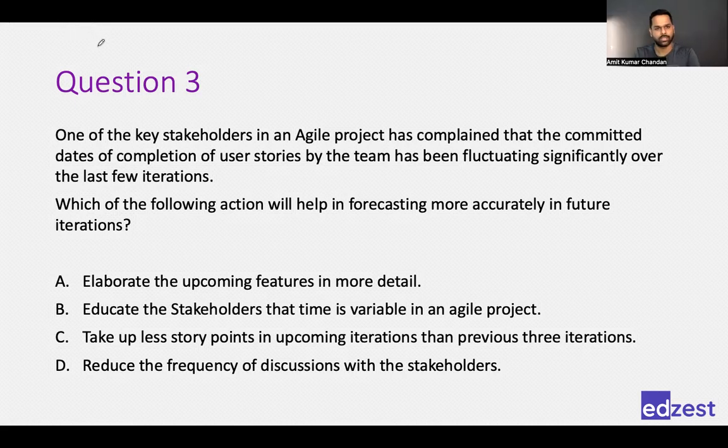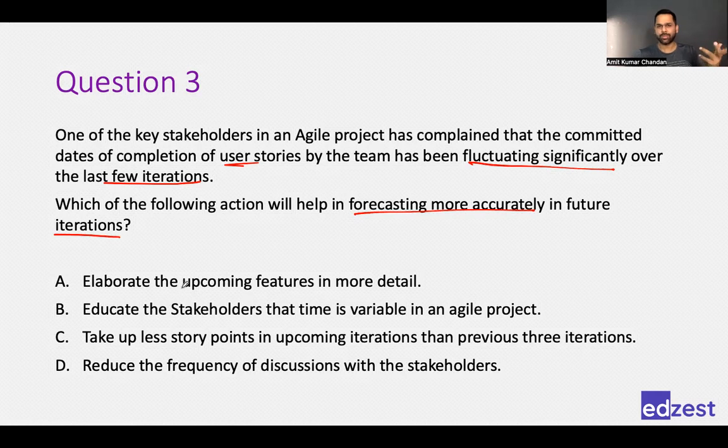All right, so let's discuss this. One of the key stakeholders in an agile project has complained that the committed dates of completion of user stories by the team has been fluctuating significantly over the last few iterations. Which of the following actions will help in forecasting more accurately in future iterations?